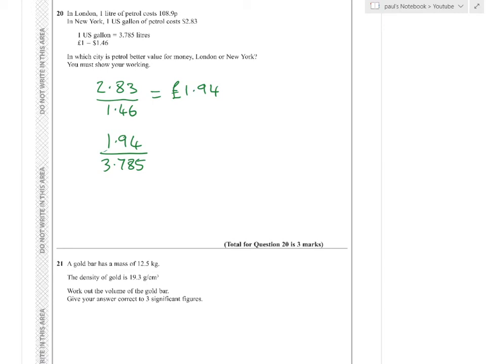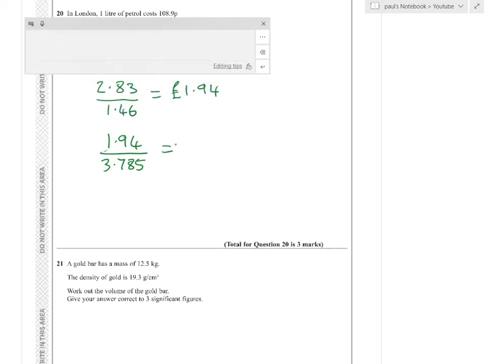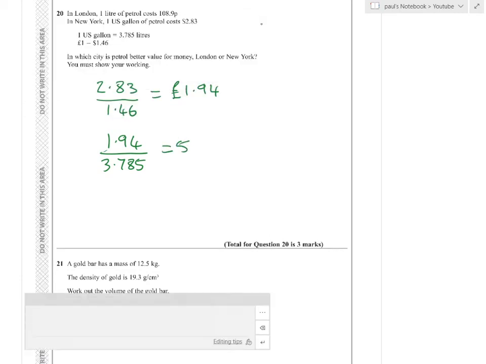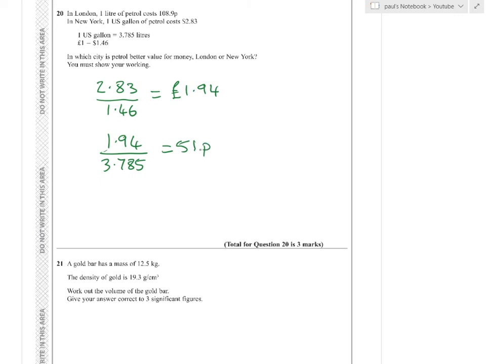So 194 divided by 3.785 is 51 pence a litre. So it's half price, isn't it? Half price, 51 pence a litre.